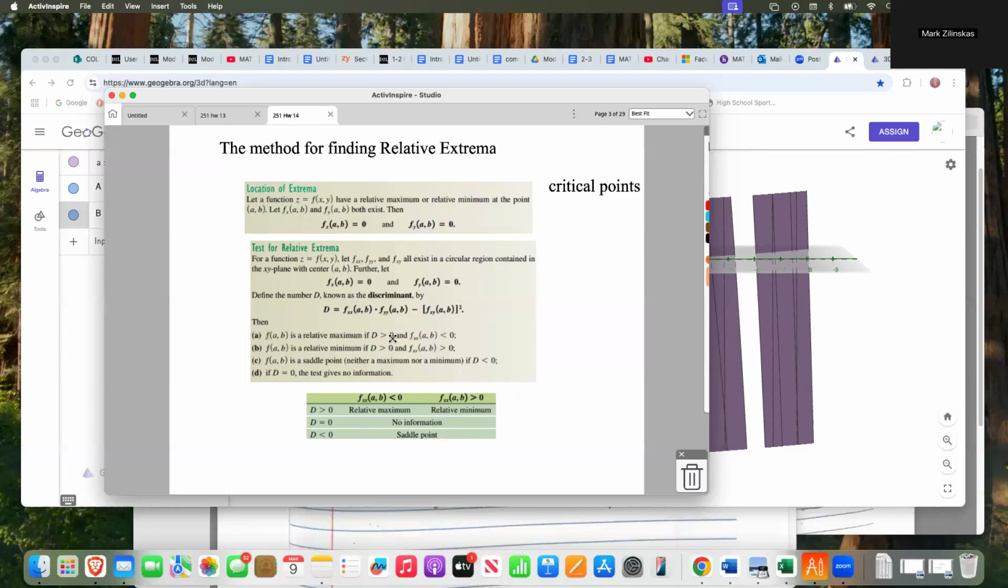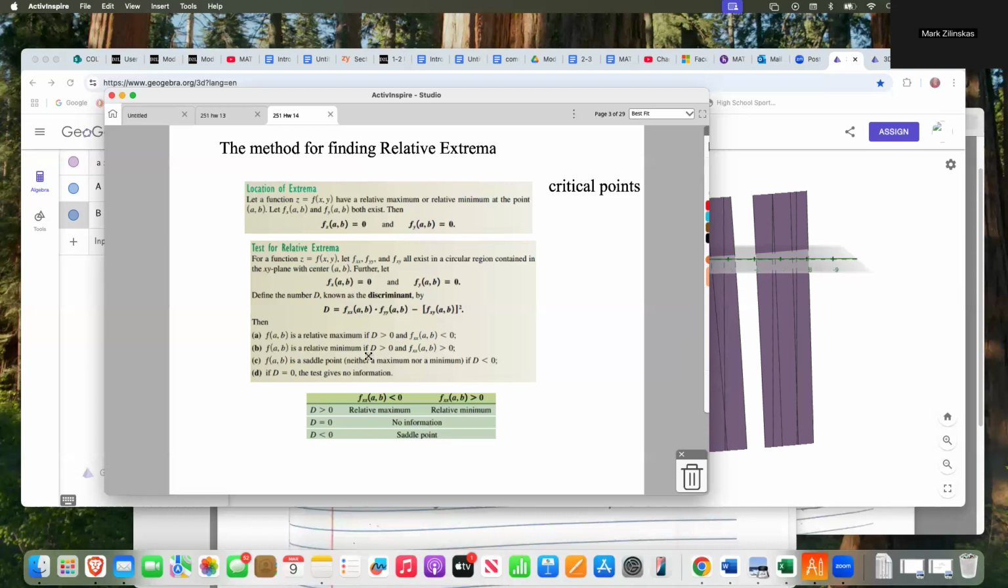If D is positive, we are going to have a relative minimum or a relative maximum. In both cases D is going to be positive, okay? We can have either a relative min or a relative max. How we know which it is: we take the second partial with respect to x and evaluate it at that critical point. If it is negative, then we know we have a relative maximum. If that second partial with respect to x evaluated at that critical point is positive, then we know we have a relative minimum at that point.